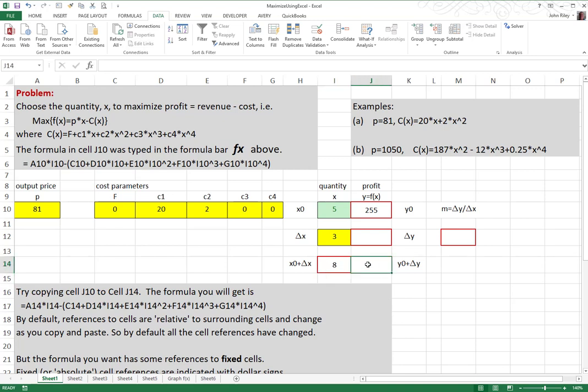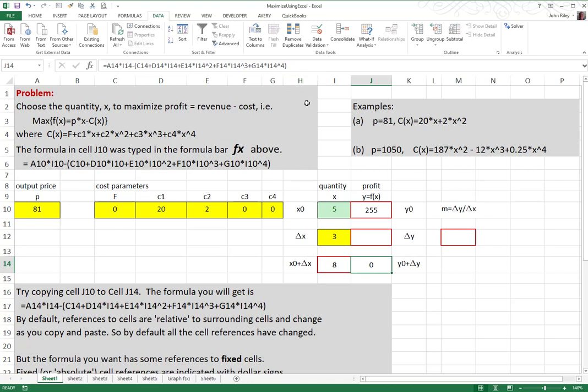You could type it out. It's A10 times I14 plus C10 plus D10 times I14 and so on. But I don't want to do that. I want to do a shortcut, so I can Control C and Control V. I don't believe that the answer should be 0. Let's have a look up here and see what the formula is. It's A14, I14, so that's not correct. Cell A14 is a blank cell. So we've made a mistake.